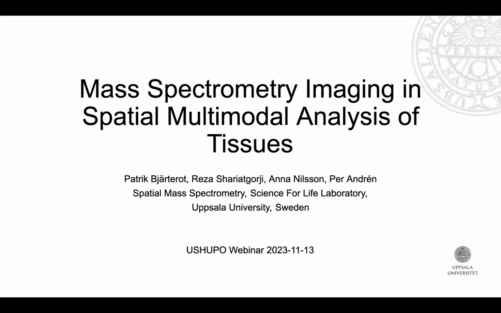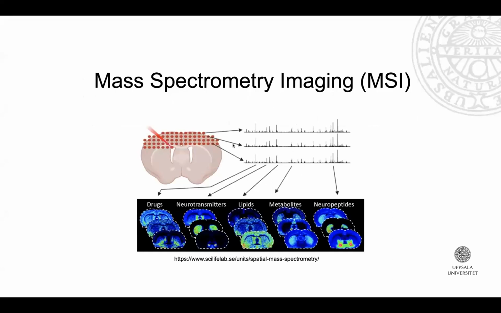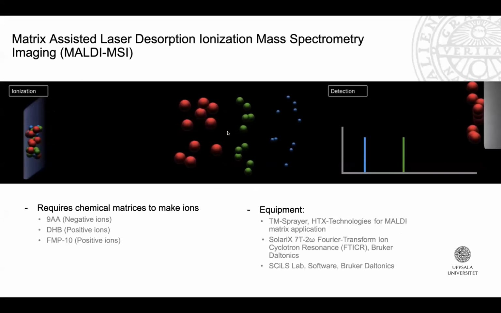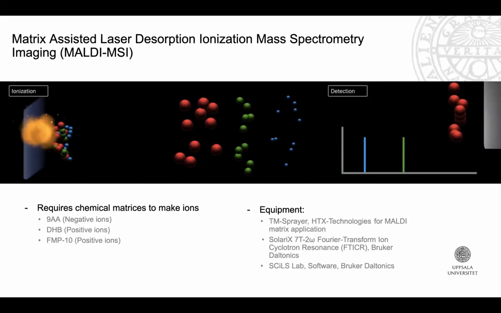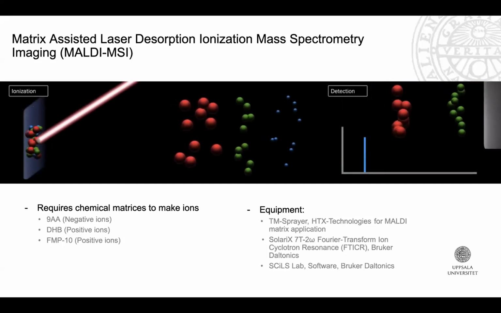Let's talk a bit more about the mass spectrometry imaging part of the study. There are different ways of doing mass spectrometry imaging. The one we use in our lab is called MALDI, which is matrix-assisted laser desorption ionization mass spectrometry imaging. So the clue there is in the name. We use a matrix to get the ions out of the tissue, which then separate in the mass spectrometer, and we detect them with the mass spectrometer.